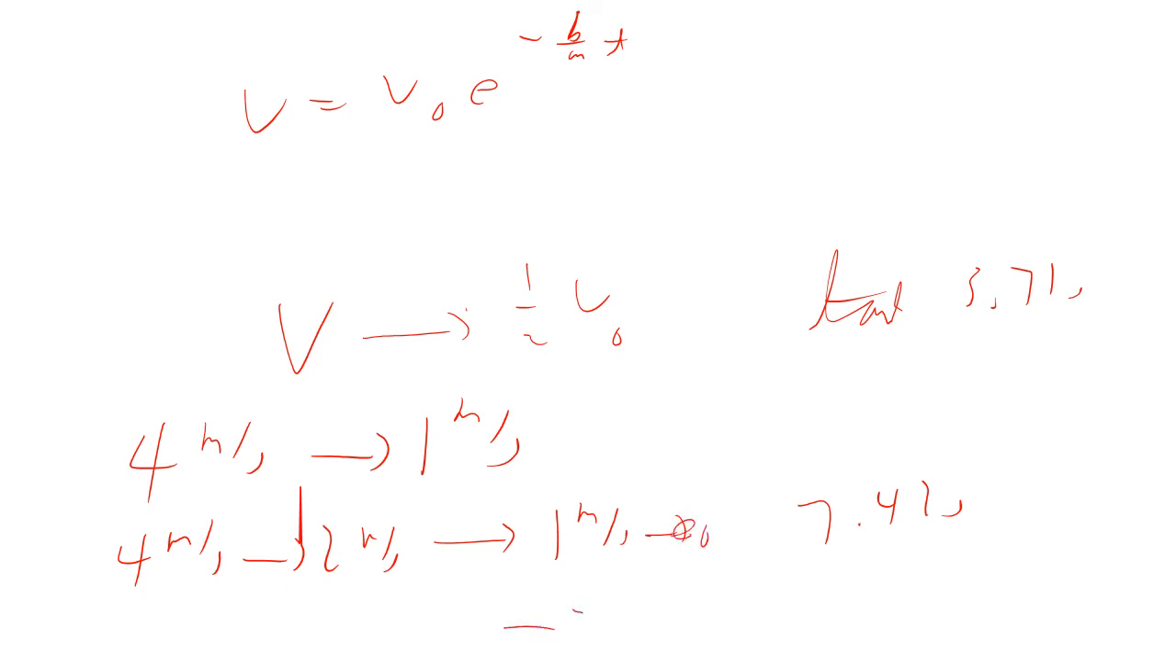How long until it is 0.5 meters per second? That would be another 3.71, so 3.71 plus 7.42, which is 11.13 seconds total. Okay, to get to 0.25 meters per second, it'd be another 3.71 seconds. So in other words, the velocity is halved every 3.71 seconds.